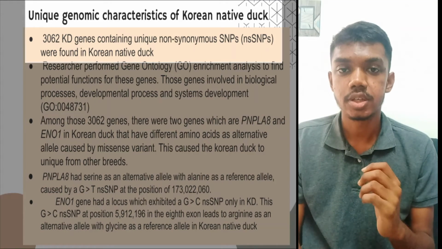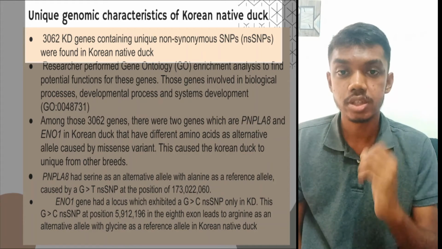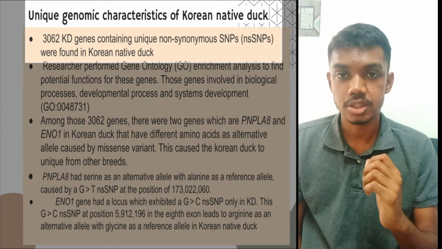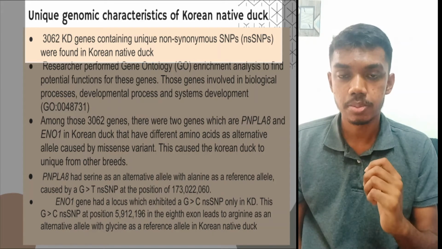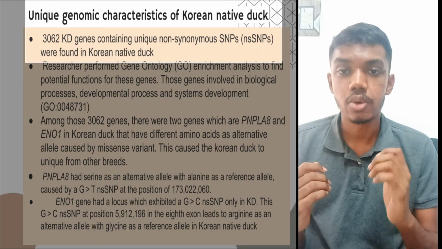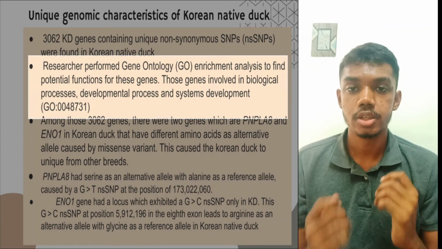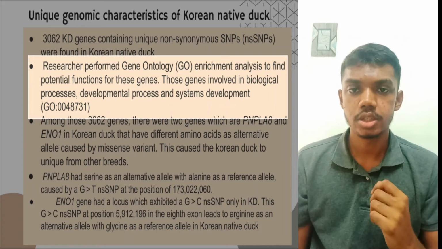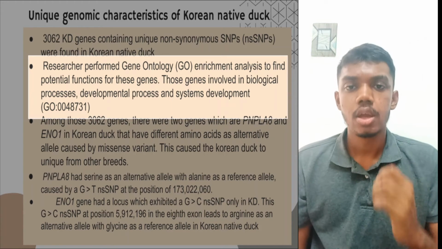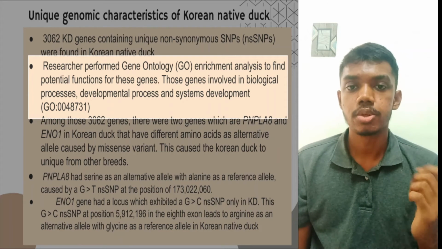The researchers investigated the unique genomic characteristics of the Korean duck and found out that 3,062 unique genes, which consist of non-synonymous SNPs observed in the Korean duck, were not found in other breeds at the same position. Gene ontology analysis was carried out to determine the function of those unique genes. And those unique genes were involved in various important biological processes.